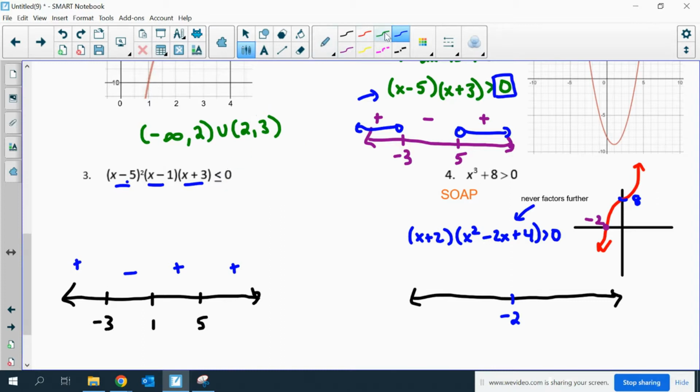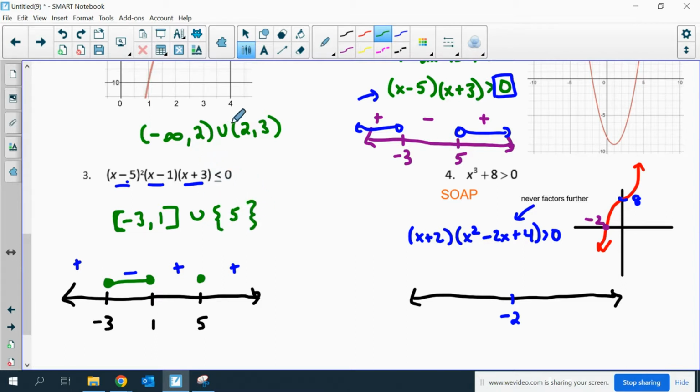And so where is this less than or equal to 0? From negative 3 to 1. And also, at 5, don't forget that at 5, this actually does equal 0. So my answer would be negative 3 to 1. These are actually brackets because the equal to does count. So those make it equal to 0. And curly bracket for 5.